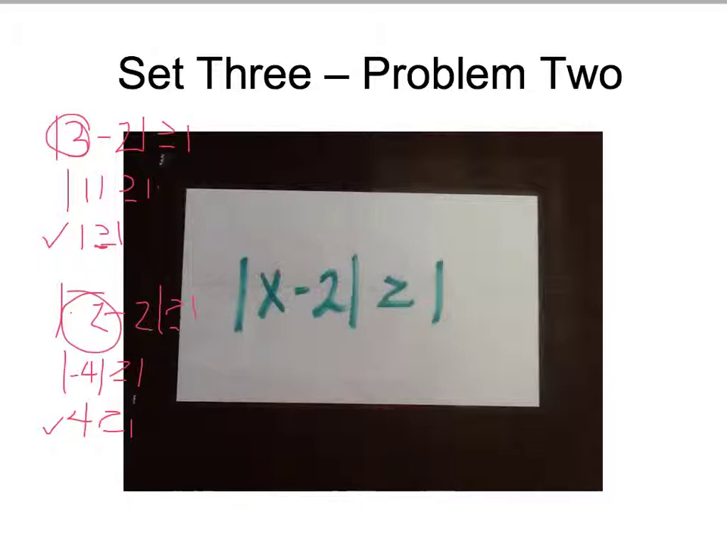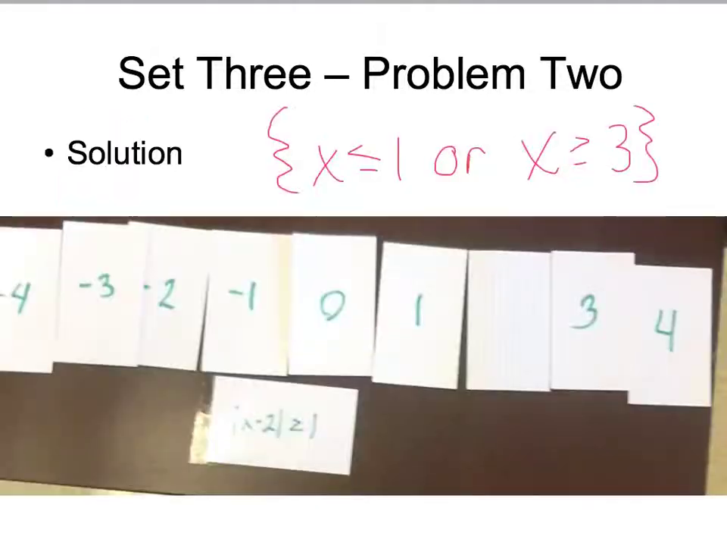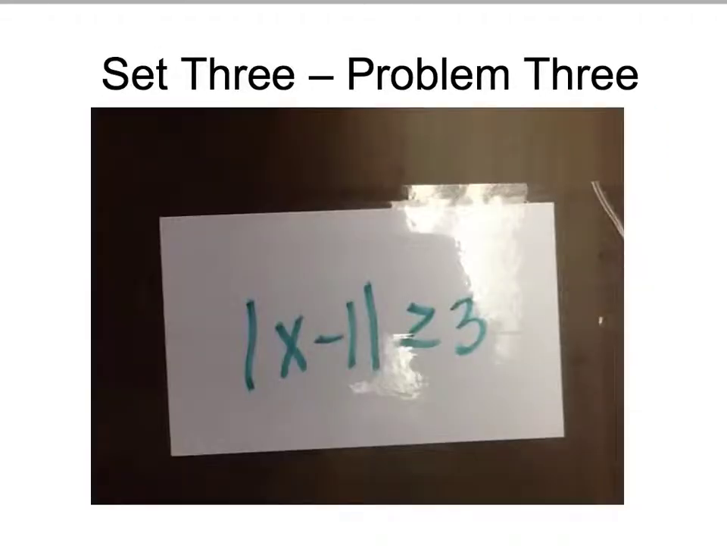So after we plug in all of those numbers to figure out which ones work and which ones don't, basically everything but 2 works. So x is less than or equal to 1 or x is greater than or equal to 3. All right, now let's look at the next slide.